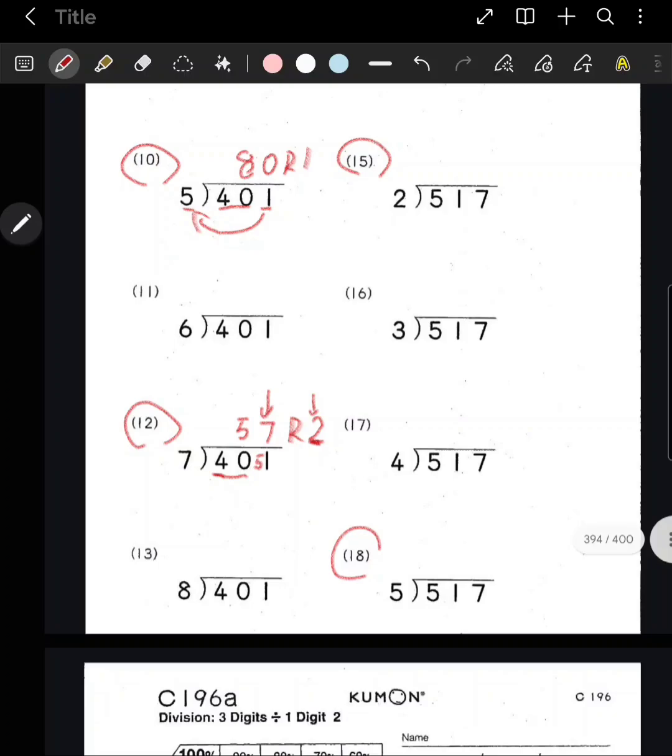All right, question number 15. 5, we can divide 5 by 2, so this is going to be 2, and my remainder is 1. And what's 11 divided by 2? It's going to be 5, and remainder 1 again. And what's 17 divided by 2? And this is going to be 8, remainder 1. So my answer for this question, 517 divided by 2 is 258, remainder 1.